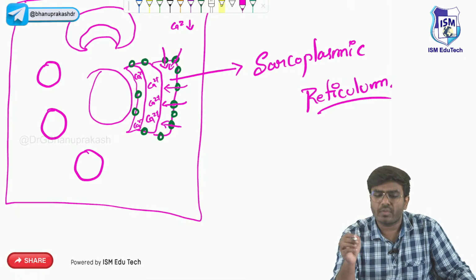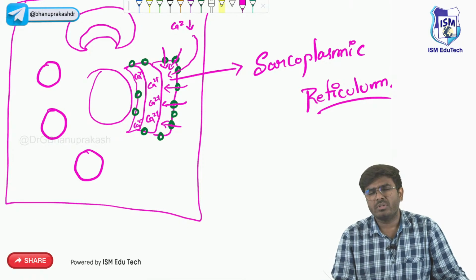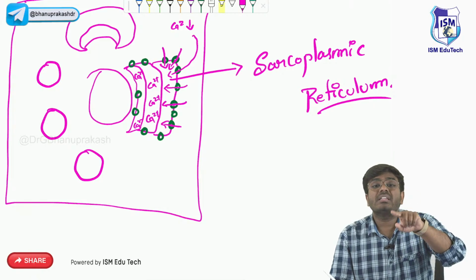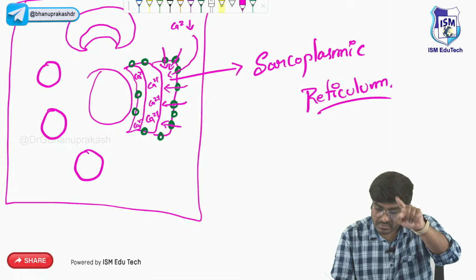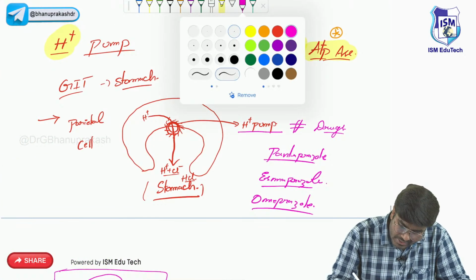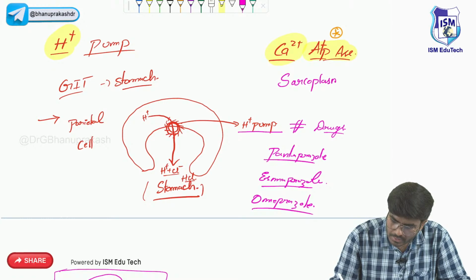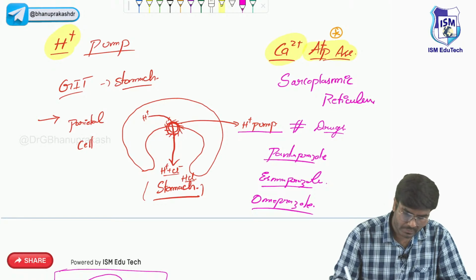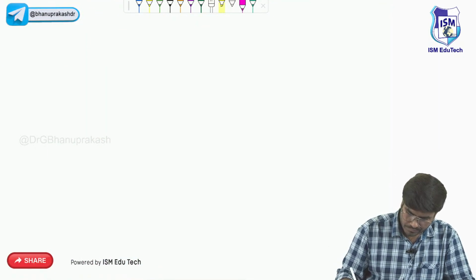So calcium is moving from low concentration to high concentration, against the concentration gradient. So definitely you have to use ATP. That's why we call it calcium ATPase. Where is calcium ATPase present, sir? On the sarcoplasmic reticulum. These are examples of primary active transport, which you should know.